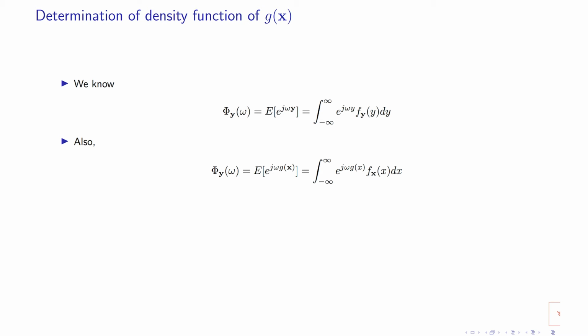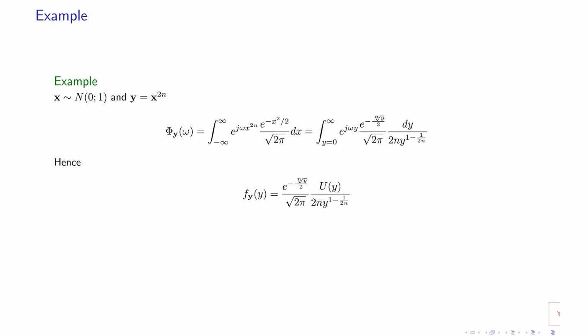So these two integrals are equal, and then we can use it. So you can use this relationship to determine the PDF of g of x. As an example, suppose that x is normal with mean of 0 and variance of 1, and y is equal to, let's say, x to the power 2n. So if you put this in this second equation, you can get this expression.